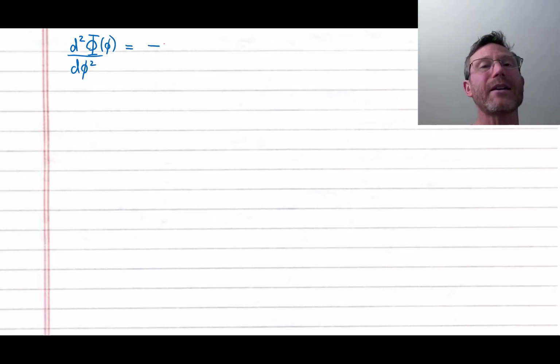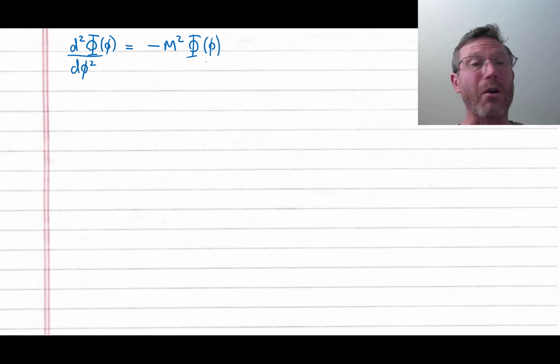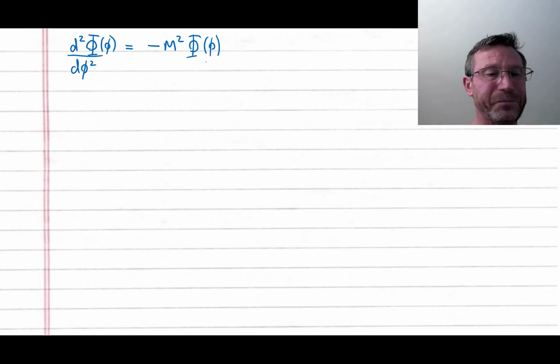So we've got our d squared phi by d phi squared term is going to be equal to minus m squared phi of phi. And so that's the first thing we're going to solve. That's the phi function. And the next thing, of course, we're going to solve beyond that will be the theta function. So that will be sine theta over capital theta of theta d by d theta sine theta.